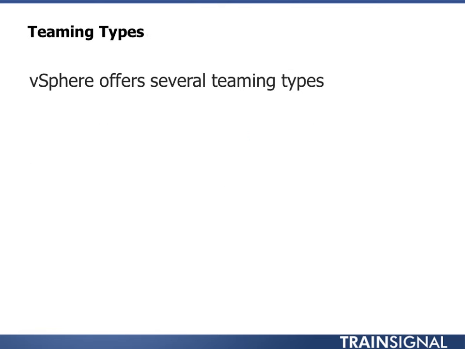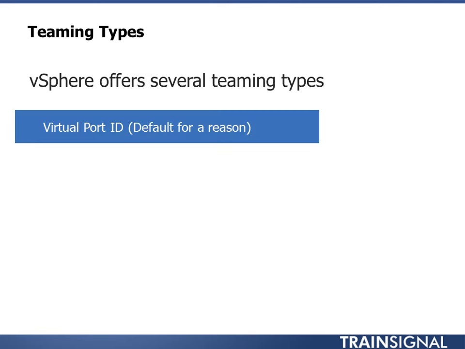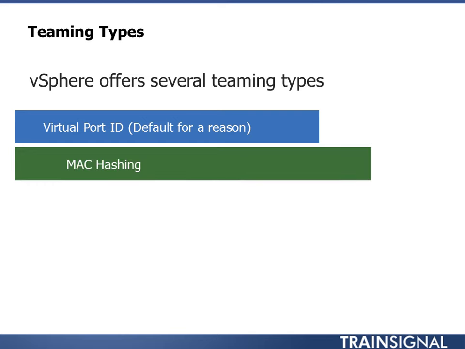So, now that you've heard my spiel, my warning, the kind of monologue that I do a lot of times, let's talk about the different teaming types. The first one is called virtual port ID. It's the default, and it's the default for a reason. The next one is MAC hashing, which is very similar to virtual port ID.